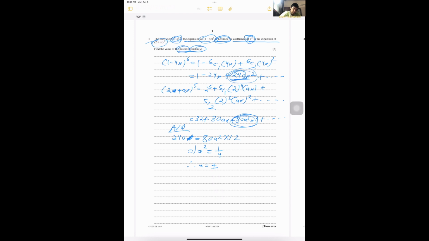Therefore a equal to plus minus root over 1 by 4, equal to plus minus half. Therefore a equal to half, and write it only in the bracket, because they've told us that a is a positive constant, so we will need to take only one value, which is a equal to half. We cannot take a equal to minus half.